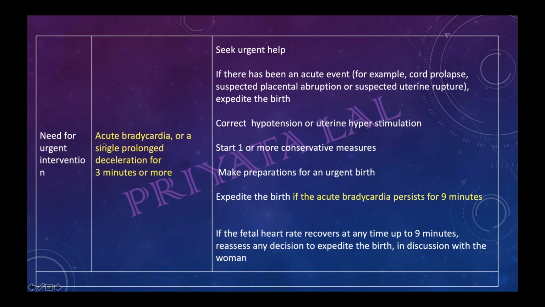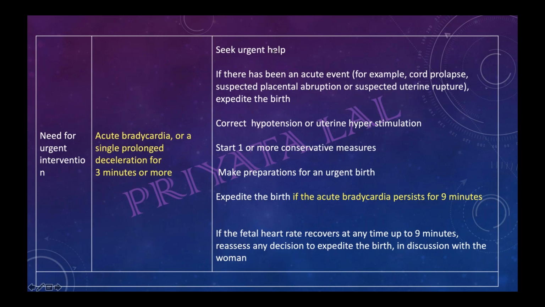Then if there has been a single prolonged bradycardia, like we just saw in many traces, this will be the hierarchy. Top to bottom, they want all these steps in the answer. If they ask next step, it is seek urgent help. But if they ask most appropriate, then the answer will be expedition of the delivery. So this is the hierarchy.